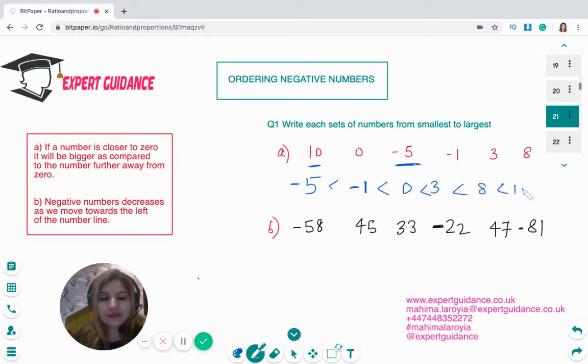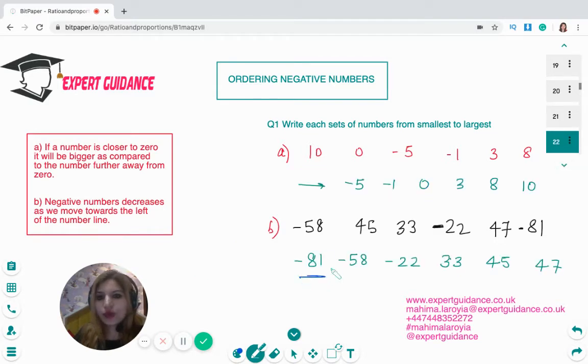and then we have 3, 8, and 10. Okay, now have a go at part B. Pause this video and come back. So now you can see that -81 is the smallest, then -58, 22, and then we have the positive numbers in increasing order. So the negative number with the biggest value will be the smallest number. Okay, so I hope you remember this.